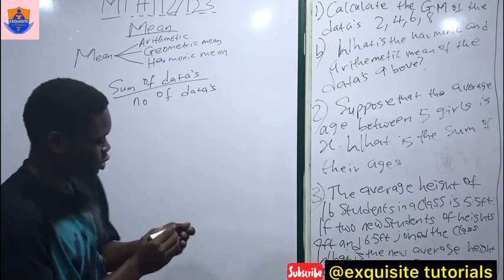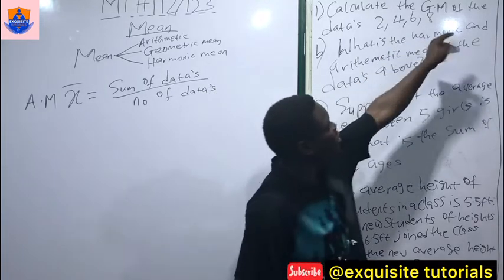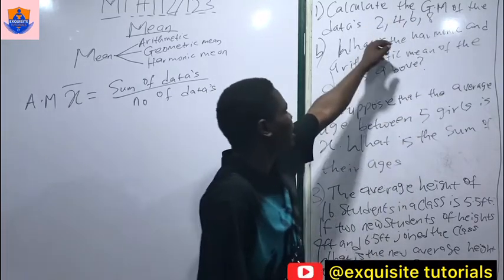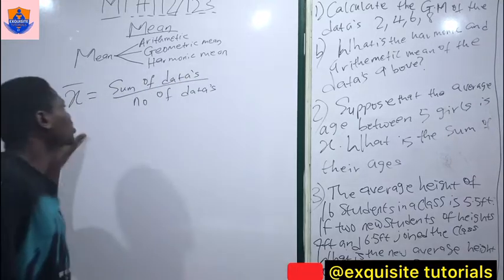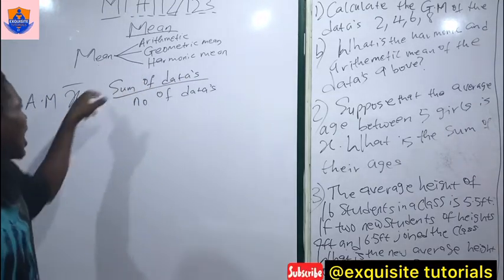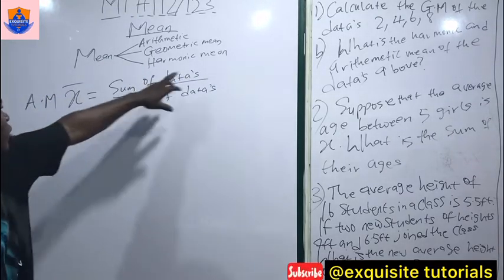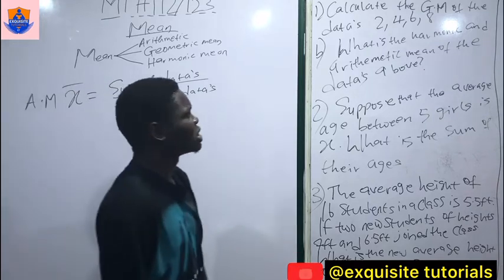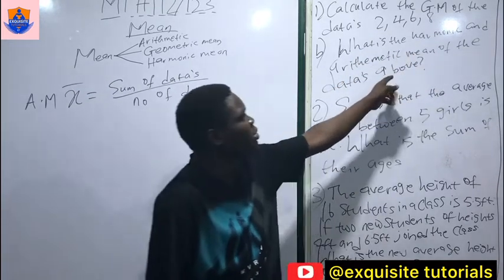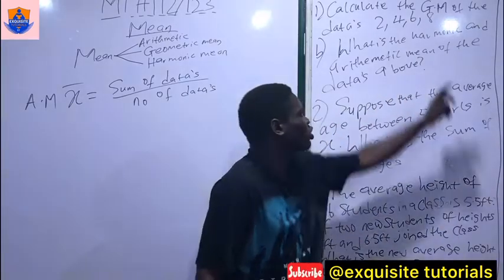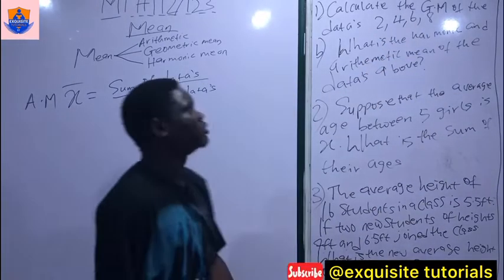So if you look at question 1, they said calculate the geometric mean GM of the data below: 2, 4, 6, 8. But we have not talked about geometric mean. We have talked about arithmetic mean, that we use the sum of the data all over the number of data. But if you check question B, you can see it asks for the harmonic and arithmetic mean of the data below. So let's look for the arithmetic mean of the data below.